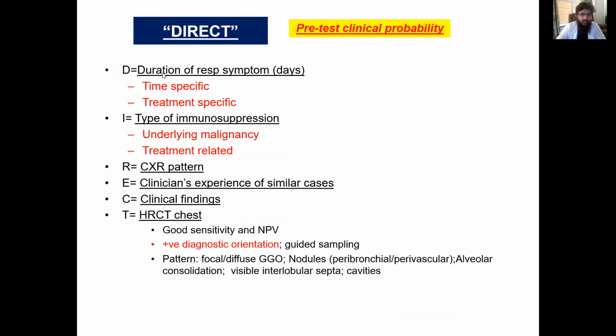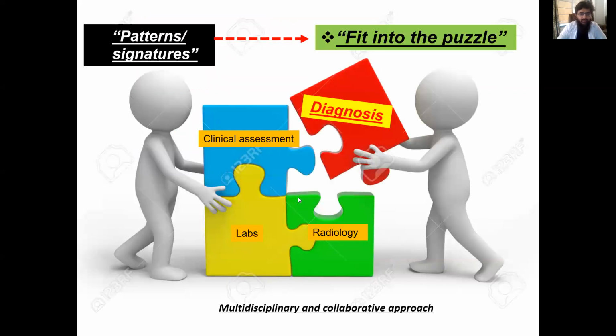In the DIRECT mnemonic, D stands for duration of the symptoms, the time since presentation, and treatment specific. What is the treatment that the patient is undergoing, the type of immunosuppression. R stands for the X-ray pattern. E stands for the experience of the clinician. C, the clinical findings, and T is very important, the CT chest, because it gives us a positive diagnostic orientation depending upon underlying CT chest changes, which can give us a good orientation towards the test that we need to send in these patients, that we'll see in the subsequent slides.